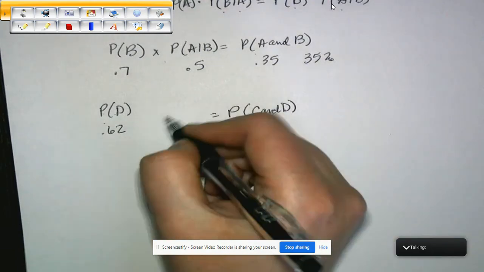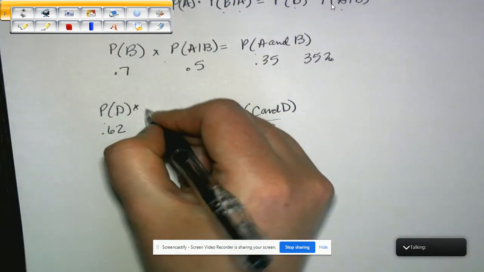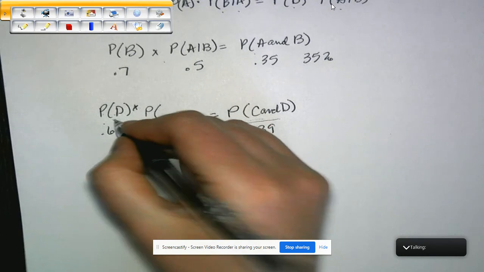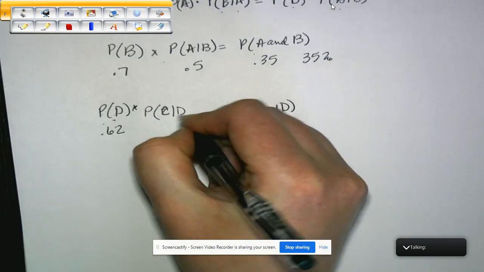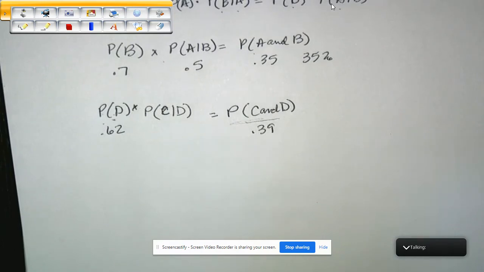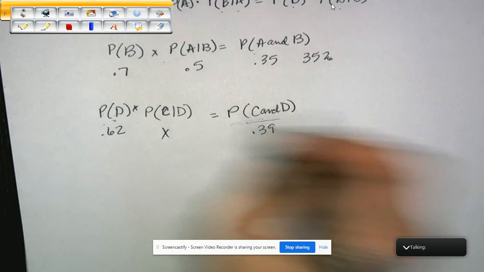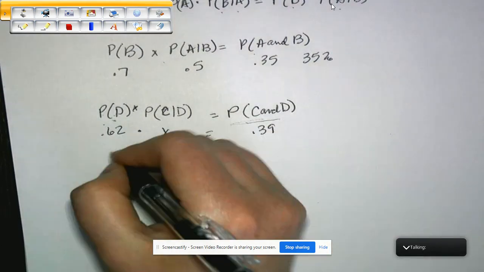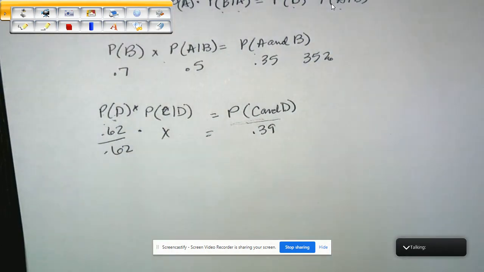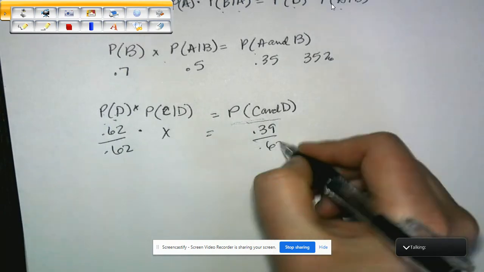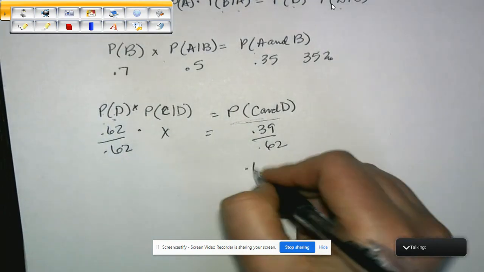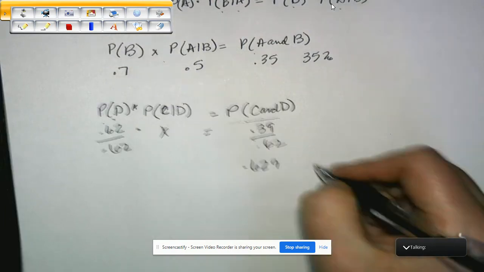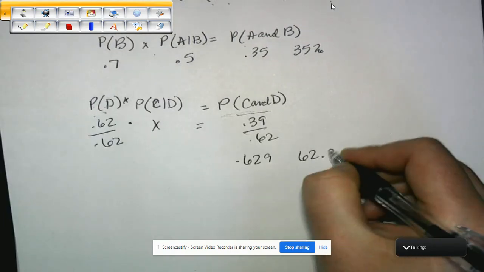So what are we missing here? I'm missing the probability. Can it be a D? No, it has to be the other one. So it's C, assuming D. Okay, which we would solve for. It's X, multiply them. So just divide by 0.62, divide by 0.62, and you would get 0.629, which is also 62.9%.